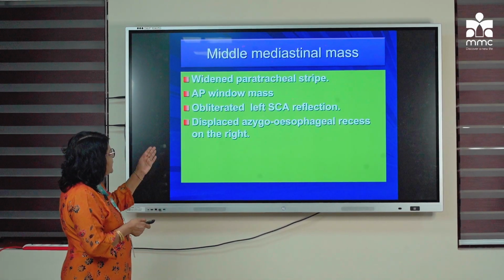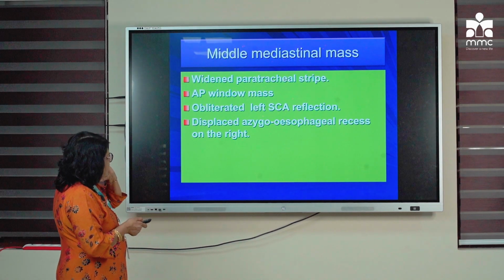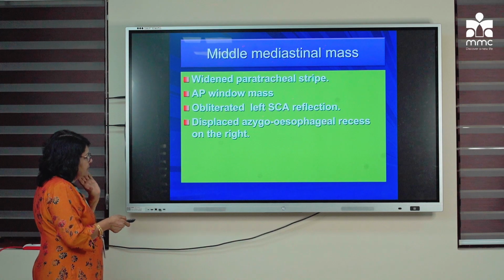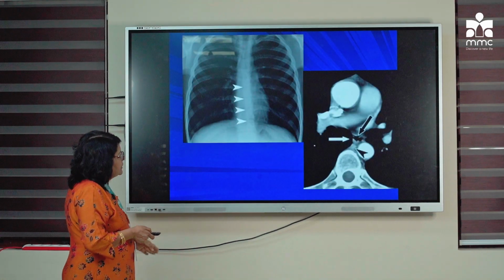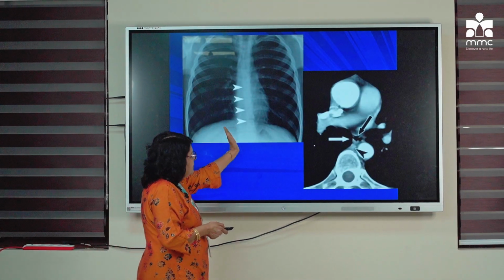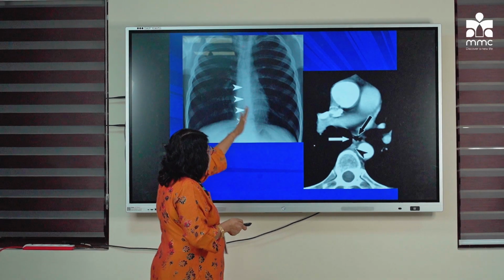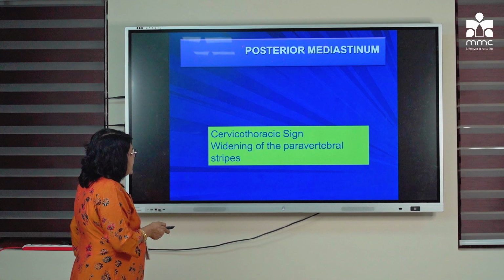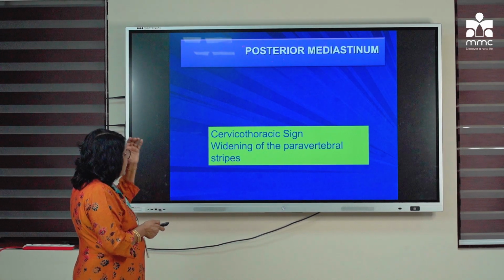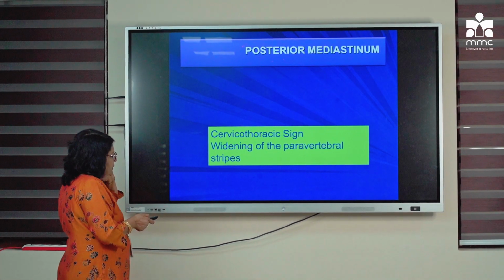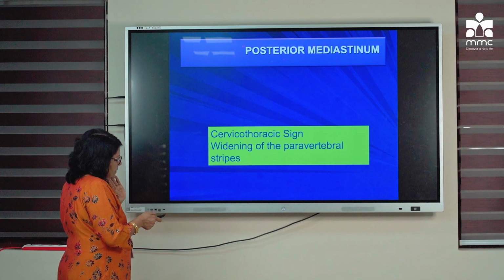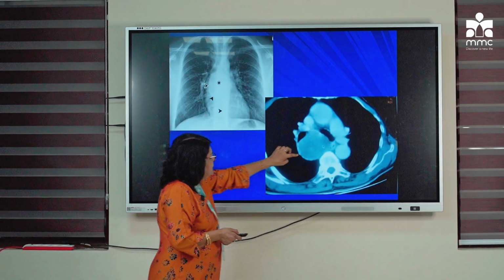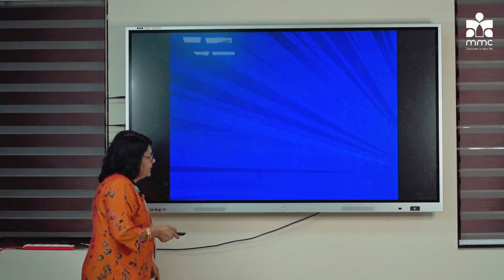Middle mediastinum: a widened paratracheal stripe, AP window mass, obliterating the left SCV reflection, and displacement as it goes towards the right. Okay, so this is the lesion showing the paratracheal stripe which has been displaced, and the esophagus is displaced. This is a case of a middle mediastinal mass lesion. For posterior mediastinal, you should know the thoracic sign, widening of the paravertebral stripes. Okay, so here you can see there is a widening. This is the lesion in the posterior mediastinum.